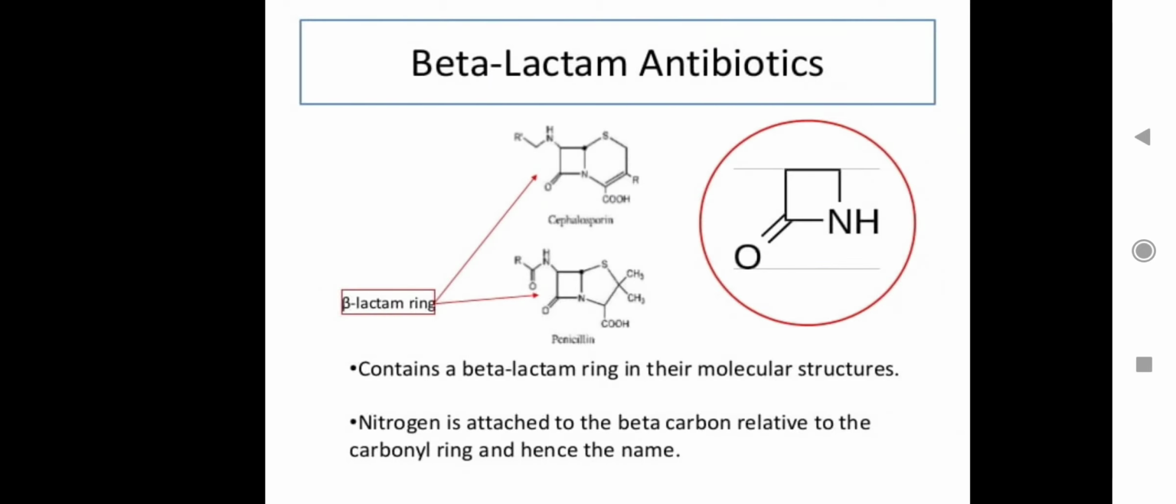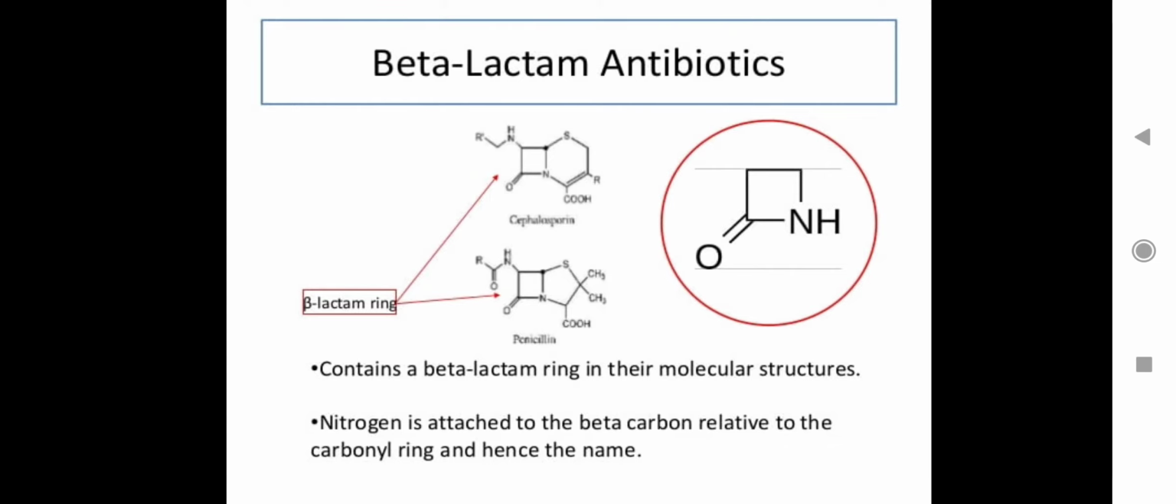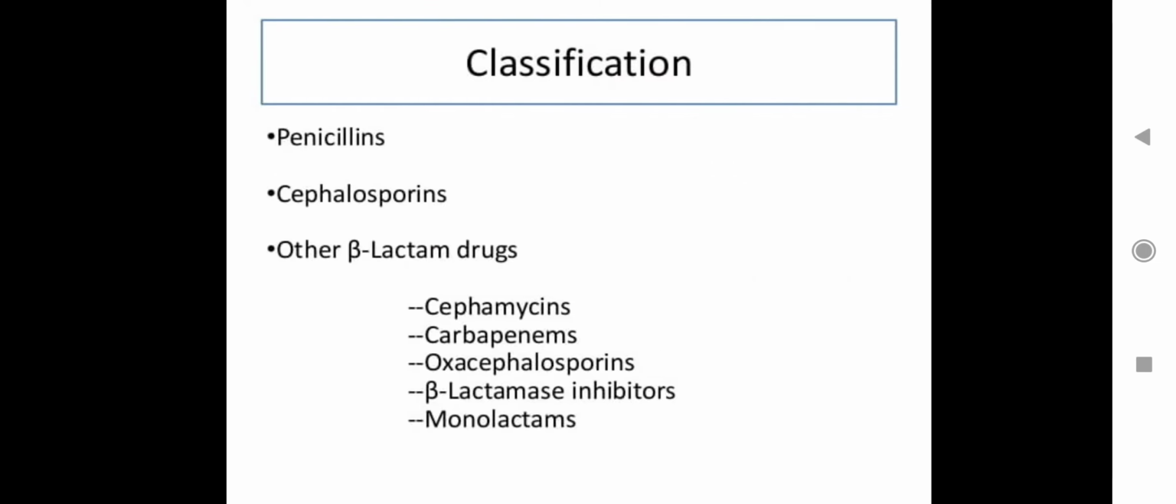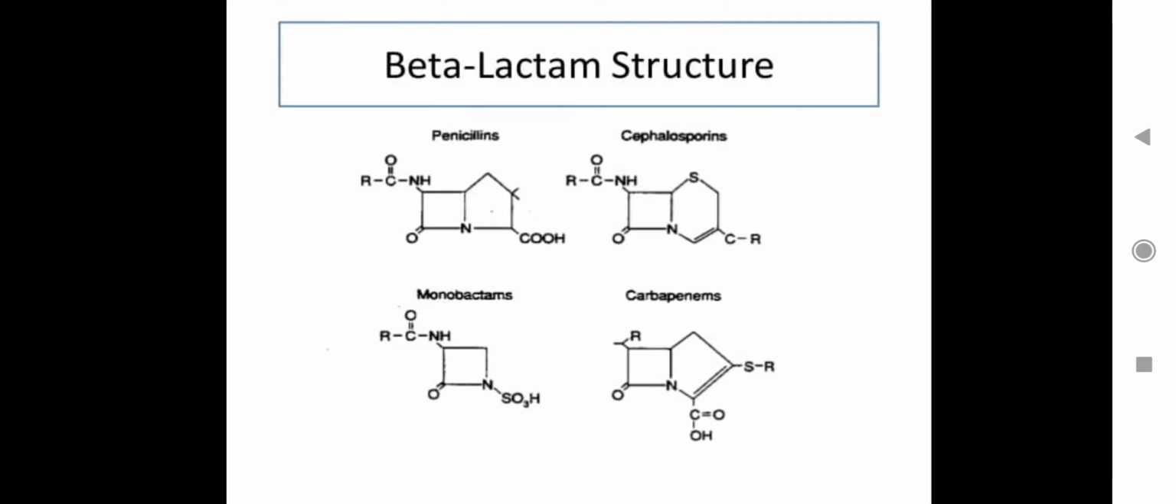Coming to the beta lactam drugs, the beta lactam antibiotics contain a beta lactam ring in their molecular structures. We don't have to memorize this molecular structure. Their classification includes penicillin and cephalosporin, which are the major beta lactams, while other beta lactams include cefamycins, carbapenems, oxacephalosporins, beta lactamase inhibitors, and monobactams. The beta lactam structure is written here.